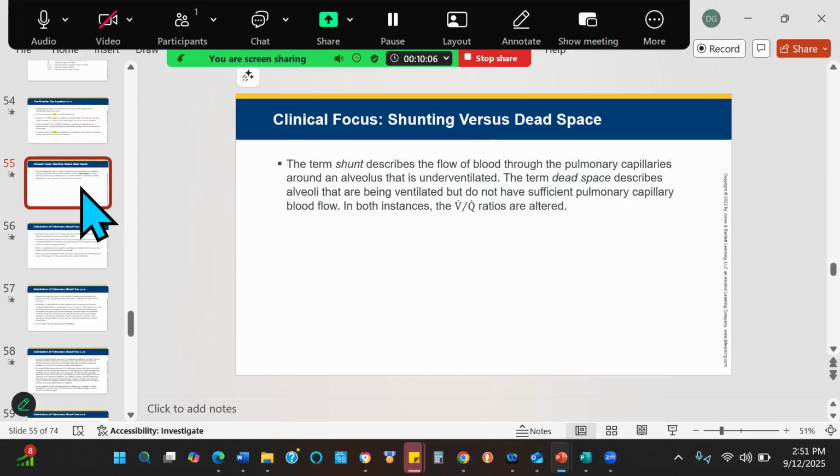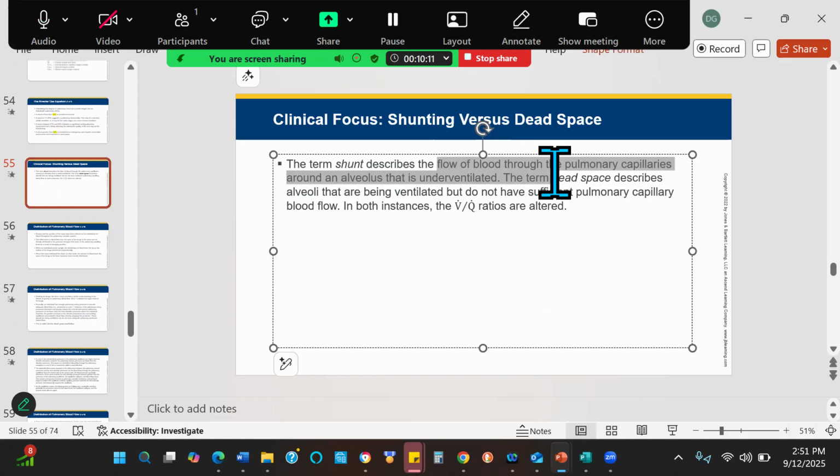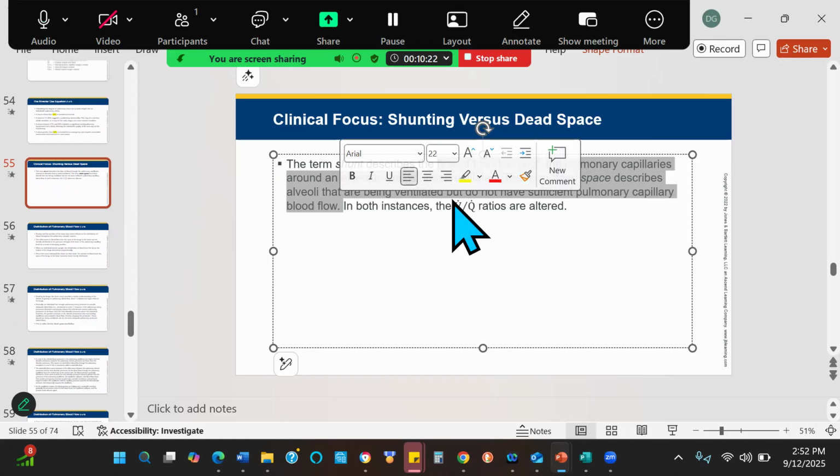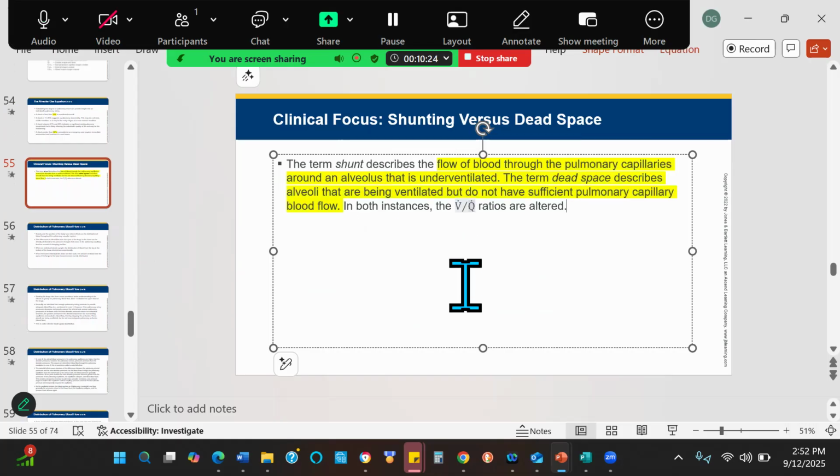We've talked about shunt versus dead space. Shunt describes the flow of blood through the pulmonary capillaries around an alveolus that is underventilated. So that's alveoli that are being ventilated but do not have enough blood flow. It's ventilation without perfusion.